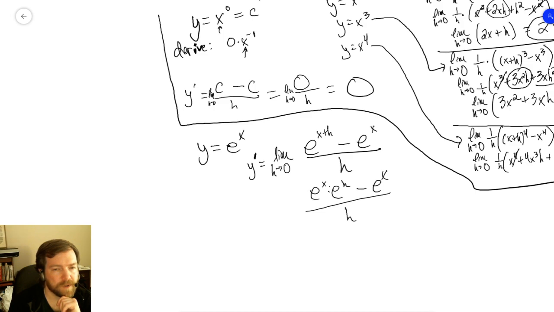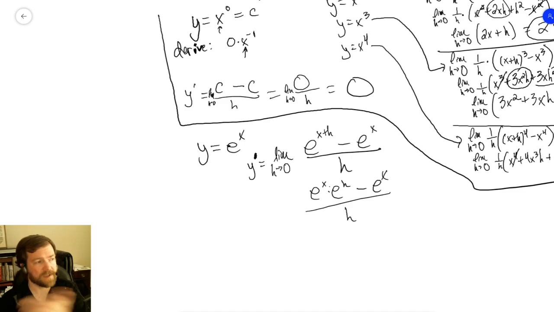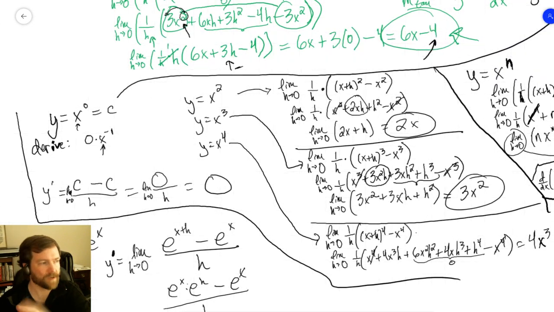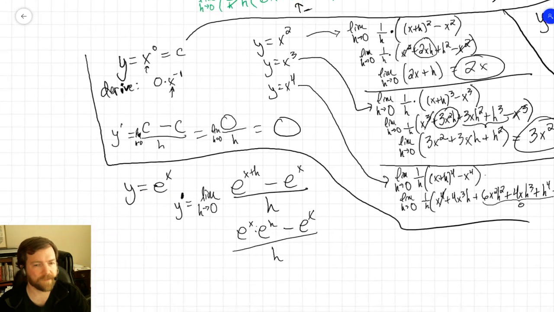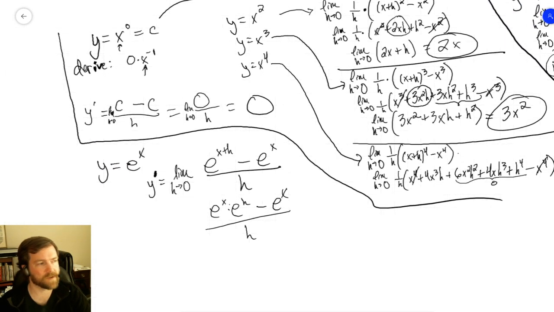It's more supposed to be like sort of a slanty apostrophe. Right, because if it's just y to the first, then it's the same as the original function. But clearly, these other ones are not the same as the originals, right? 2x is not the same as x squared. 3x squared is not the same as x cubed. So, yeah, those aren't to the first. It's a slanty apostrophe.